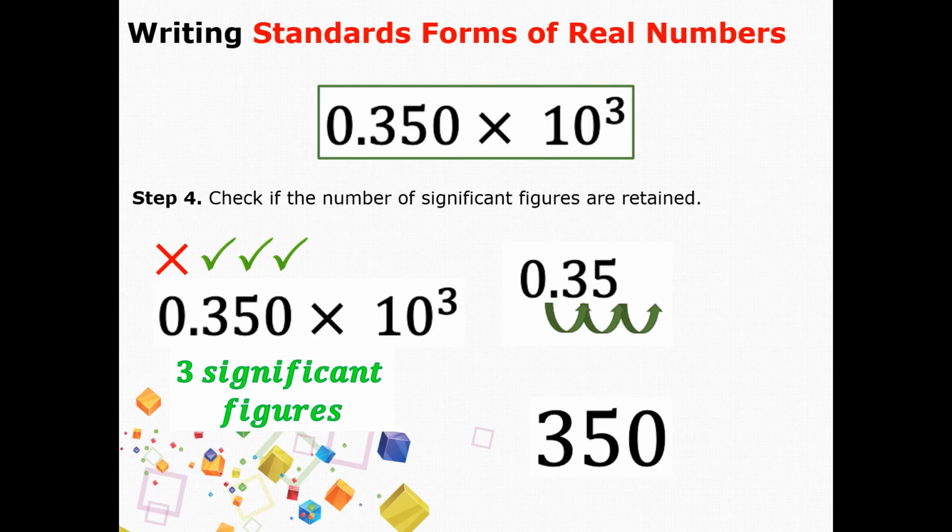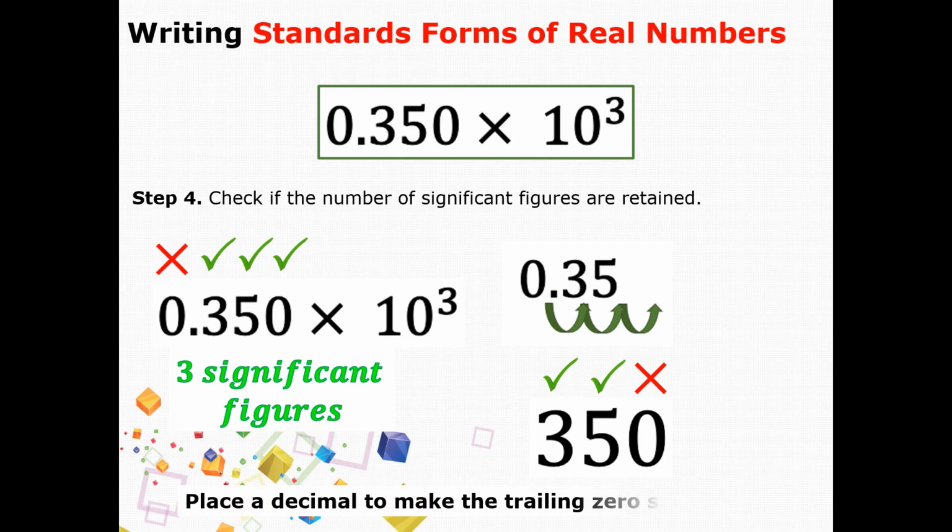Step 4 is to determine whether the significant figures are retained. However, the trailing 0 here is not significant. How do we make this significant? We need to place a decimal to make the trailing 0 significant. In that way, the trailing 0 will be significant, and we have retained the 3 significant figures.